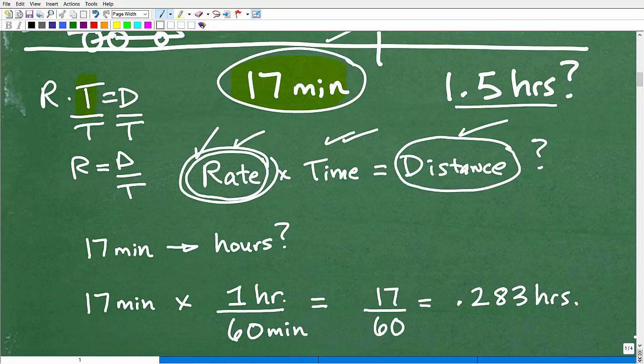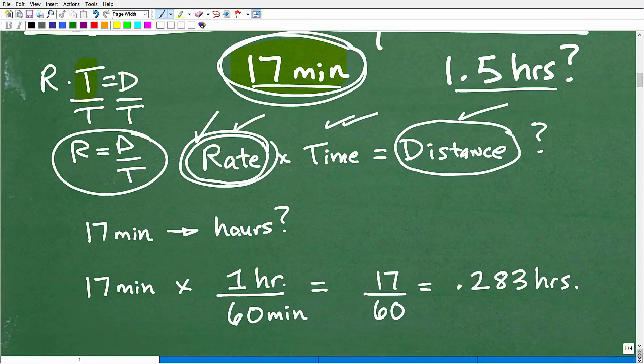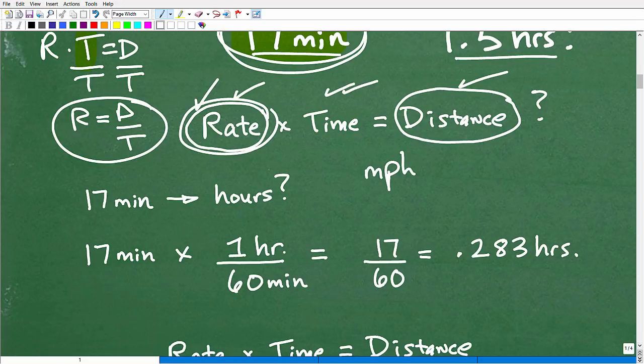Now, I have a little bit of a problem. Not a major problem, but I want to work in miles per hour. So I'm looking for the rate, the speed of the train, and I want that in miles per hour, right? But I'm not told how far the train went in terms of hours. I'm told how many minutes it took for this train to go 30 miles. So I want to convert those minutes to hours, because I have miles and I want to figure out miles per hour. So let's go ahead and convert 17 minutes to hours.